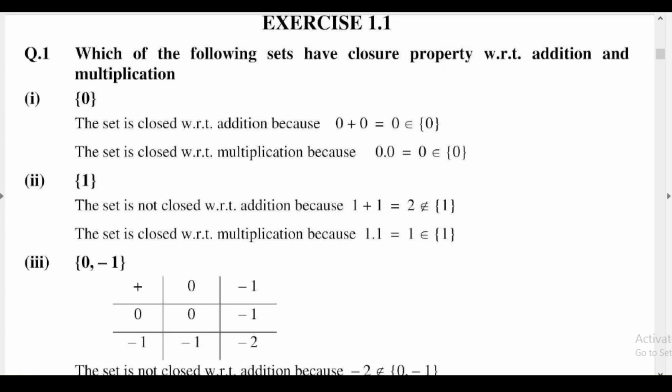Third part, that is {0, -1}. So for addition properties: 0 plus 0 is equal to 0, 0 plus (-1) is equal to -1. Next, -1 plus 0 is equal to -1, and -1 plus (-1) is equal to -2. So -2 does not belong to set {0, -1}. The set is not closed with respect to addition because -2 does not belong to set {0, -1}.